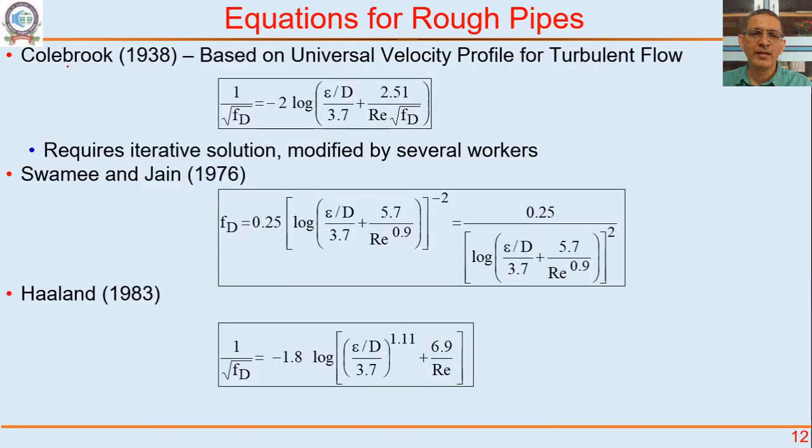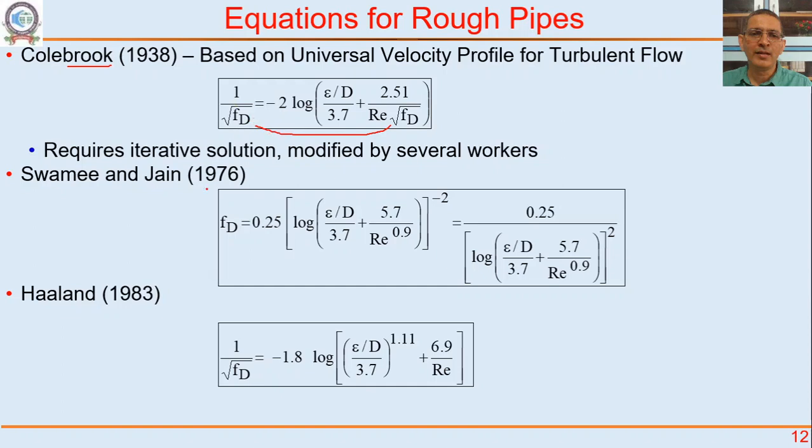So Colebrook gave an equation, 1 by root FD minus 2. This expression requires iterative solution. So if I know Reynolds number, let's say 10,000, and if I know epsilon by D, I have to iteratively calculate this FD because it is there in both the places. It's for Darcy friction factor.